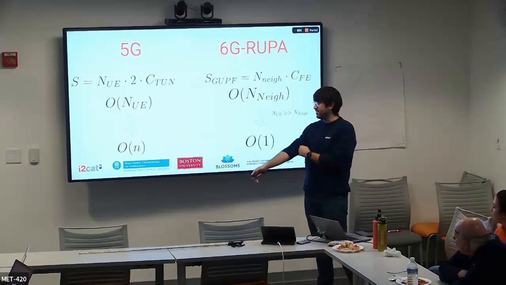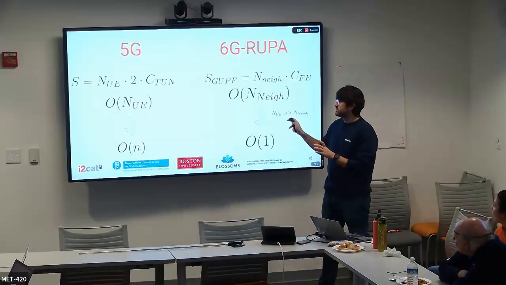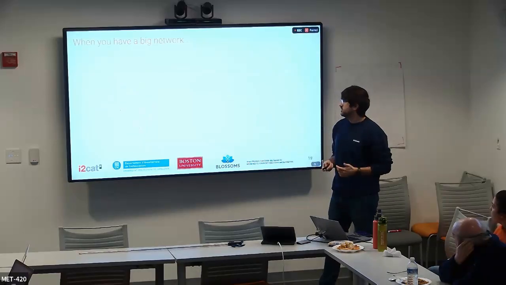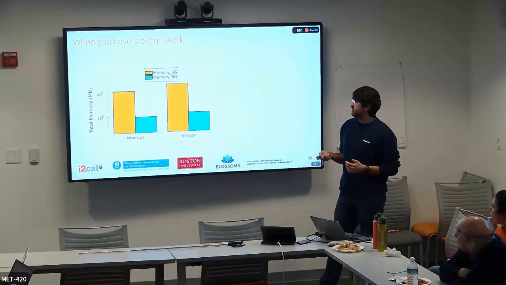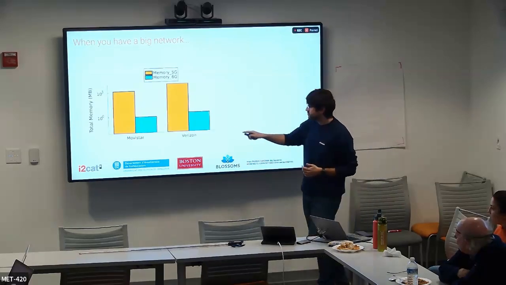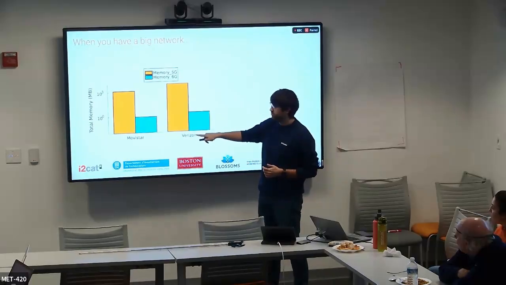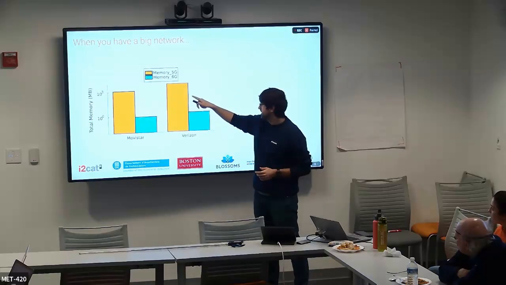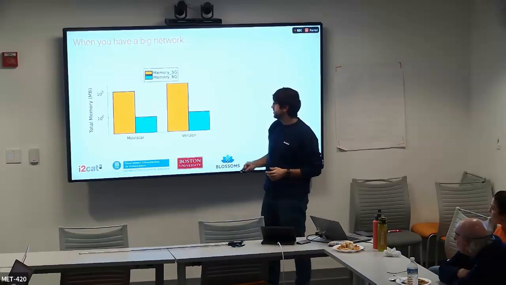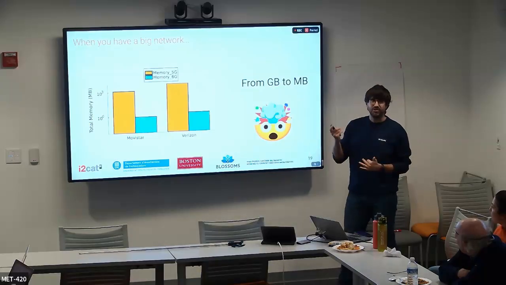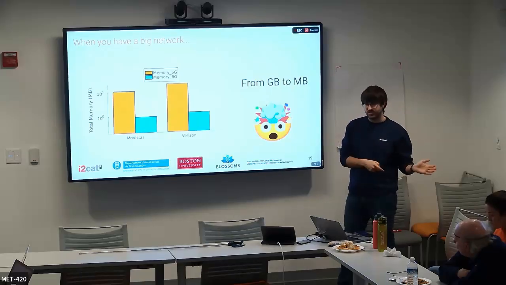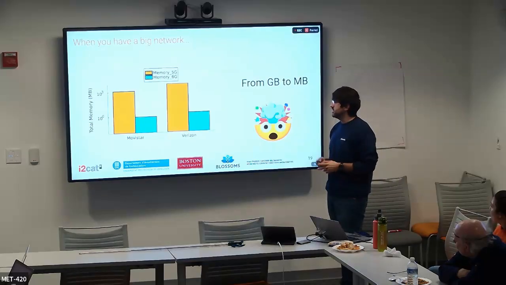Let me give you a bit of a spoiler. When you put this at a very big scale, like in a national operator network like Verizon, you end up with this. This is all the state information you need for running the network. This is in 5G, and this is in 6G-RUPA. So basically we have 3 orders of magnitude of difference. We are saving memory from the order of gigabytes to megabytes, which is a nice result, right?